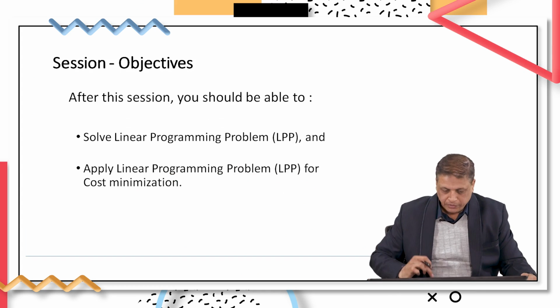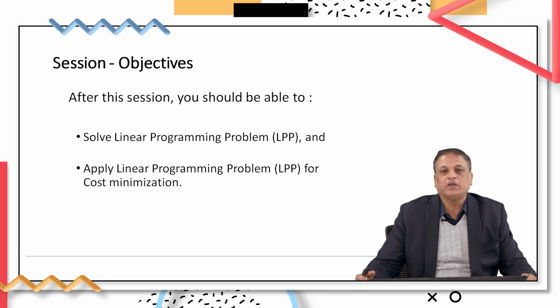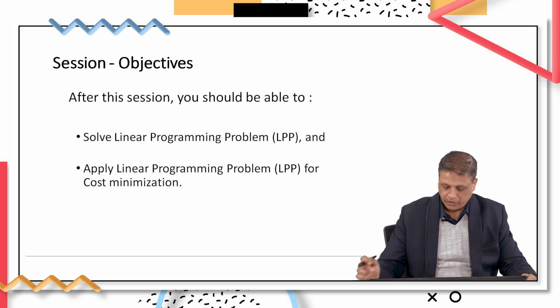In our earlier session, we learned about what linear programming is, how to formulate and identify the objective function, what are constraints, how to identify the feasible region, and how to determine the optimal solution. And that was just on the simpler notes. In this session we are going to attempt some of the rigorous problems. Apart from this, we are going to address the problem of cost minimization by using the technique of linear programming. So, the objectives of today's session are to solve the linear programming problem and apply the concept of linear programming to cost minimization.